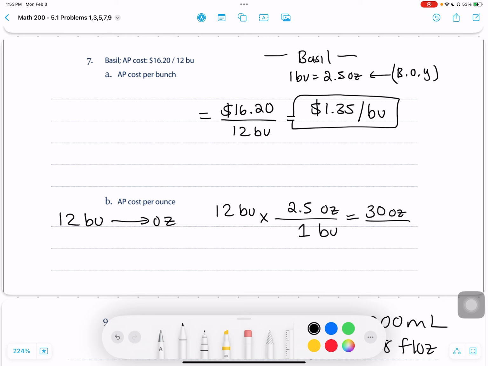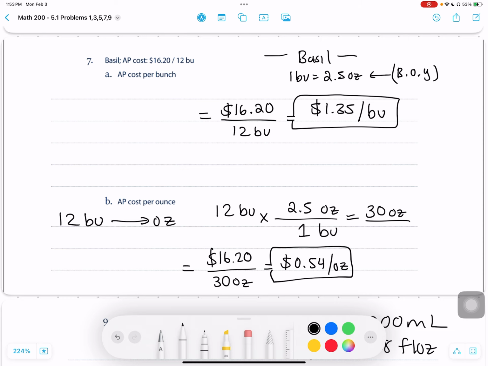And now I'm going to do the costing formula. Total price, which is $16.20. You're dividing by the total amount of units. In this case, if you want the cost per ounce, then that's 30 ounces. So 16.20 divided by 30 ounces. Cost per ounce, 54 cents.